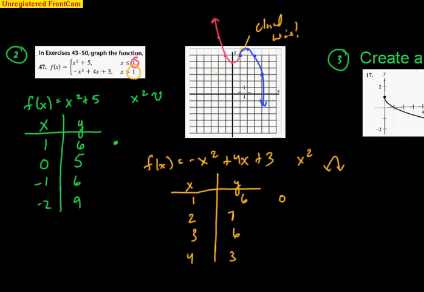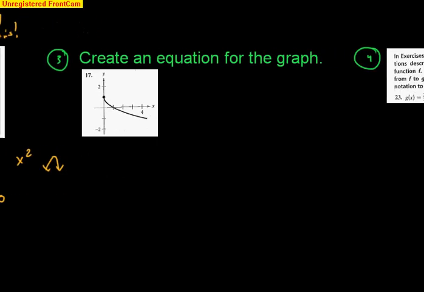So just plot points, don't make a mistake, graph what you get, and when you have an idea of what it looks like, you can stop plotting points and go to the next part of the function. Okay, piecewise function, good.